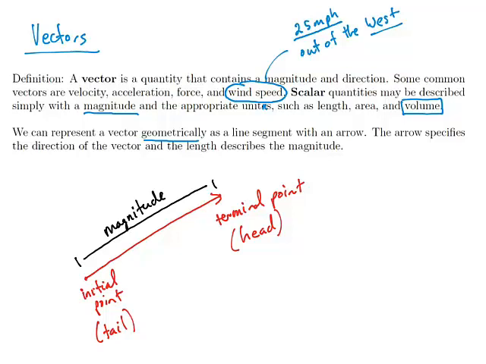Okay, and then this vector has an angle. Usually we reference this to the positive x-axis, so the angle would be here. Okay, so that line with an arrow is the vector. It has an angle and it has a magnitude.